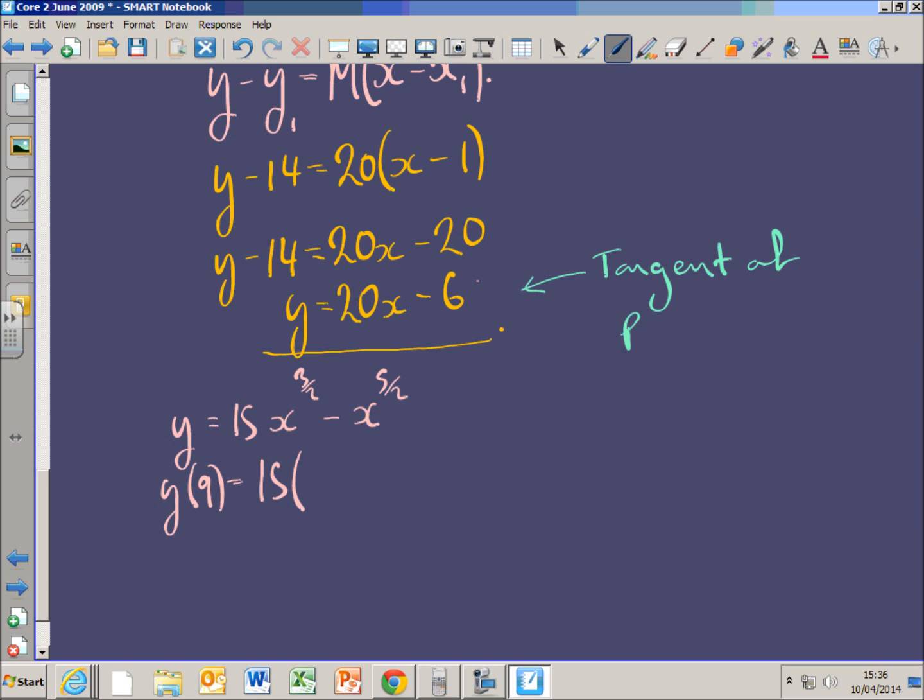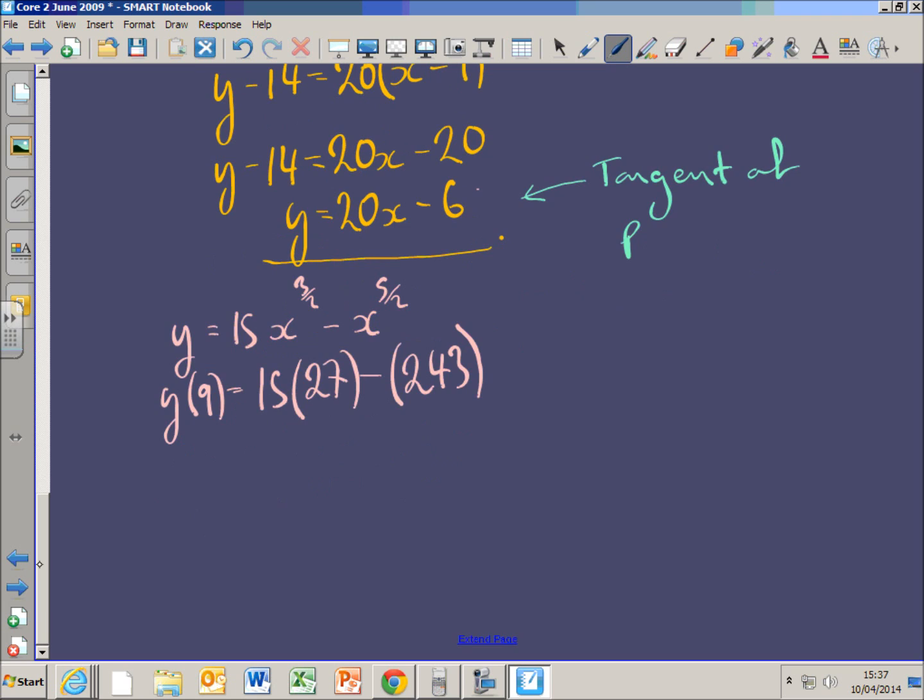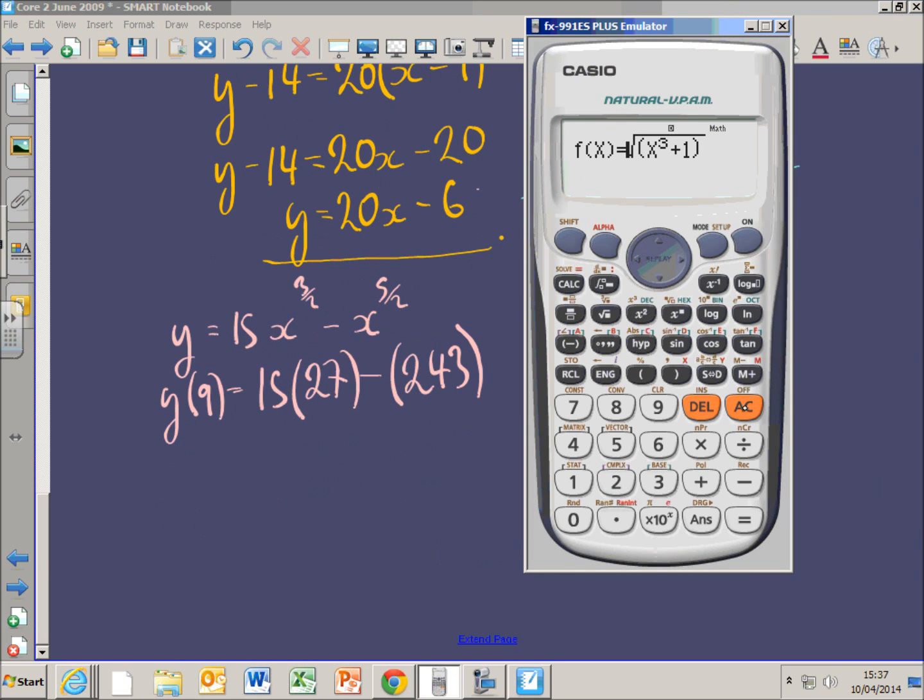So this is going to be 15 times 9 to the power of 3 over 2. Well, that's 9 rooted, which is 3, and then cubed, so that's 27. And this is going to be 9 rooted, which is 3, to the power of 5. So what's 3 to the power of 5? 243. Okay, so 15 times 27, take away 243, is 162.